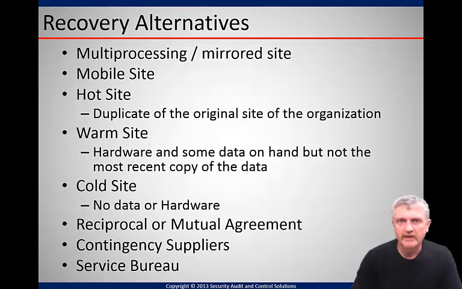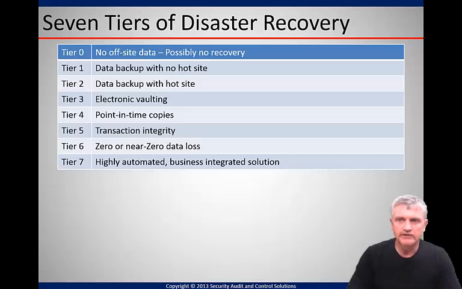Contingency suppliers, making sure if one of my suppliers isn't available, I can get it from somebody else, and also a service bureau, which means that I can use them to print my payroll if I can't do it internally anymore, or do some of my services that I require to do.